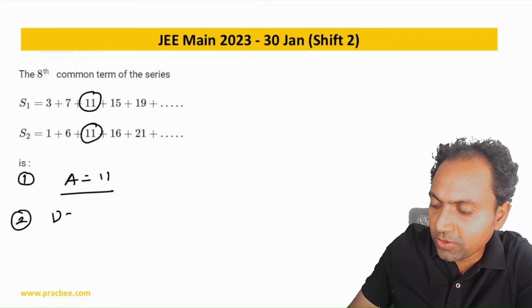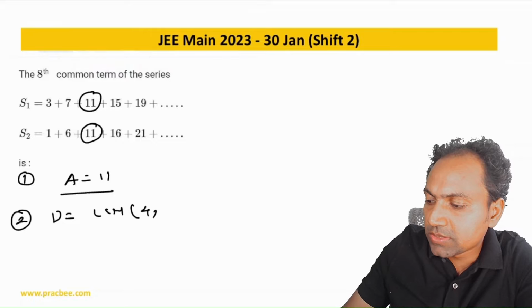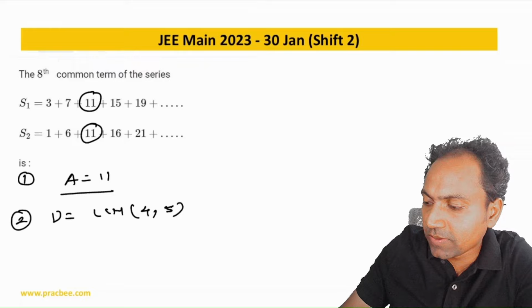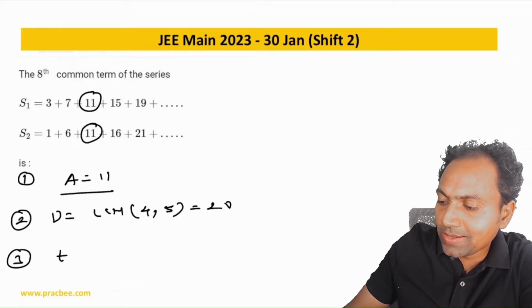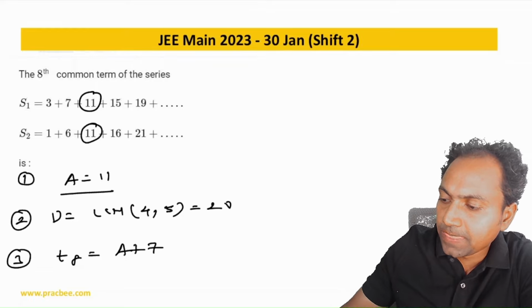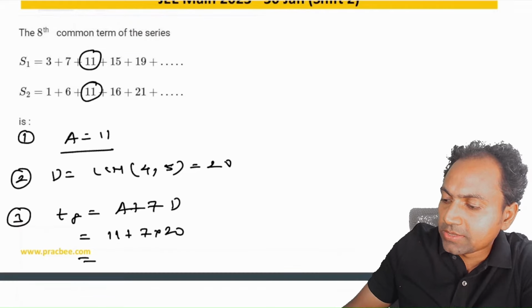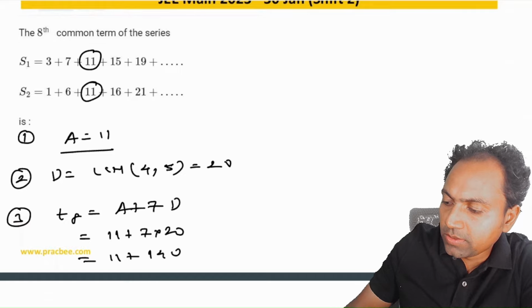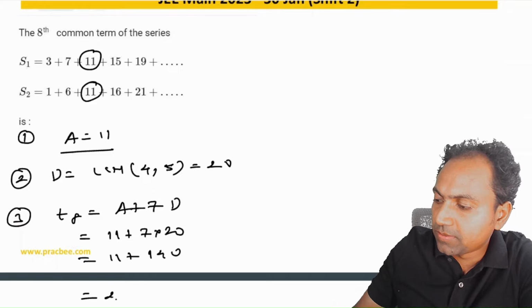In order to find the value of D, we need to take the LCM of the common difference of the first series, that is 4, and the second, that is 5. That comes out to be 20. The third step: if I want to find the 8th common term, it is going to be A plus 7D, capital D. If I put the values, I get my answer. So 11 plus 7 times 20. That is nothing but 11 plus 140. So it comes out to be 151.